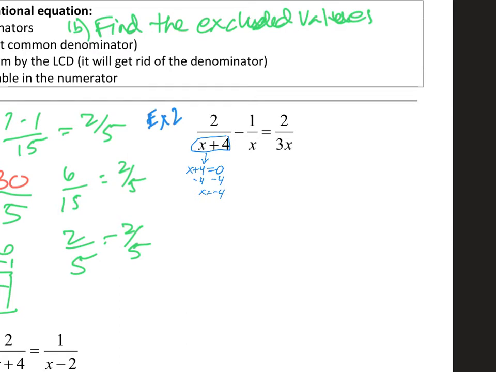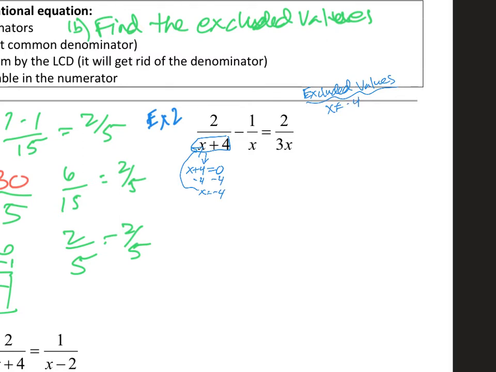So do you guys agree that if I were to plug negative 4 back into here, negative 4 plus 4 is 0. Therefore, it would make the entire equation undefined because you can't divide by 0. So one of our excluded values here is x cannot equal negative 4, right?